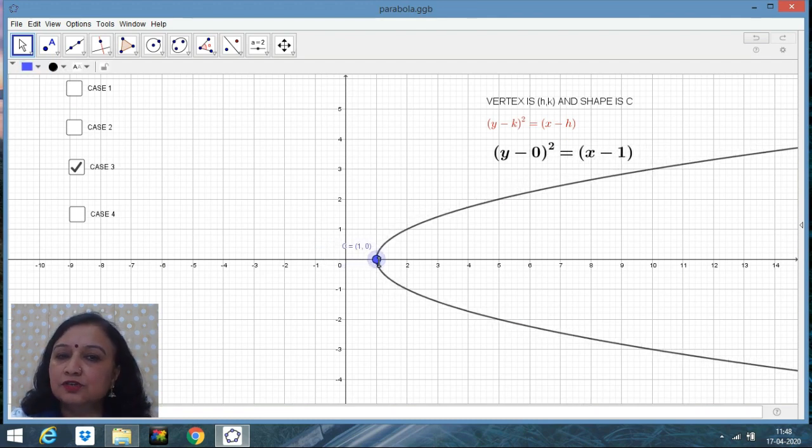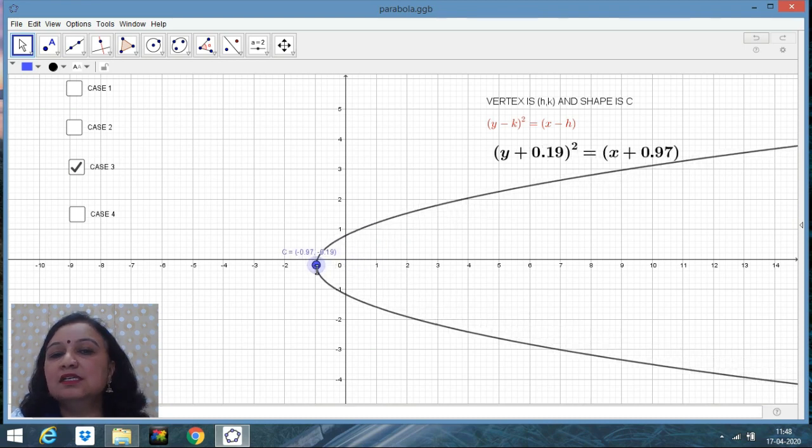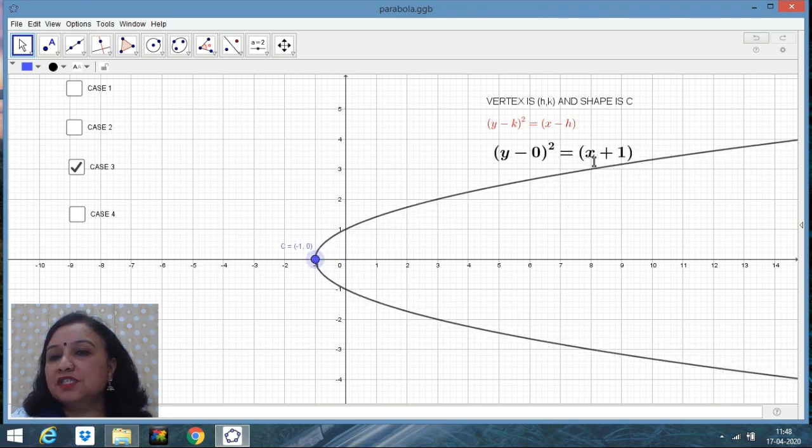So if I move it further, then also if I move it here, then y whole square is equal to x minus 2. X is linear with a positive coefficient, therefore the vertex is 2 comma 0 and the shape is C shape. If I move it here, then again from the equation it is going under third case. This we call as third case. Y quadratic, x linear with a positive coefficient.